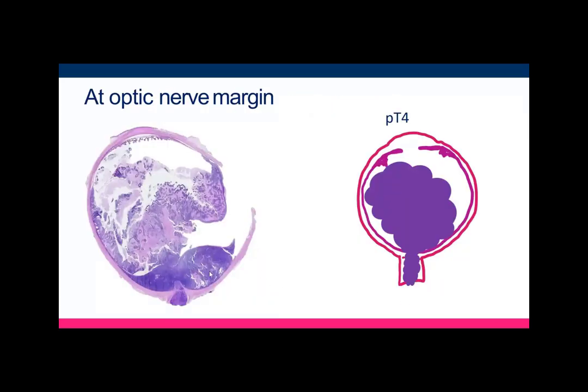In this example, look at the optic nerve. The tumour is at the margin. This is the highest pathological stage, PT4. This will require additional therapy.